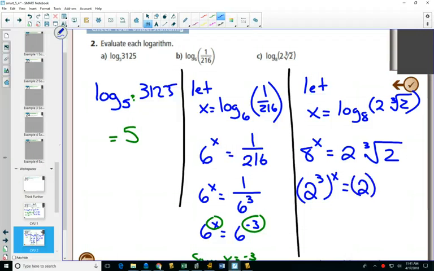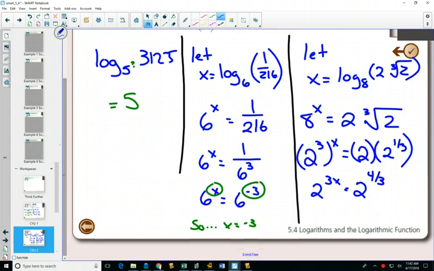And here I would have 2 times 2 to the 1/3. So again, I have to use my exponent rules, my exponent laws. On the left-hand side, I'm going to get 2 to the 3x. On the right-hand side, if I'm same base, what do I do with the exponents? Add them. 1 plus 1/3. Get a common denominator. 3 over 3 plus 1 over 3 is 4 over 3.